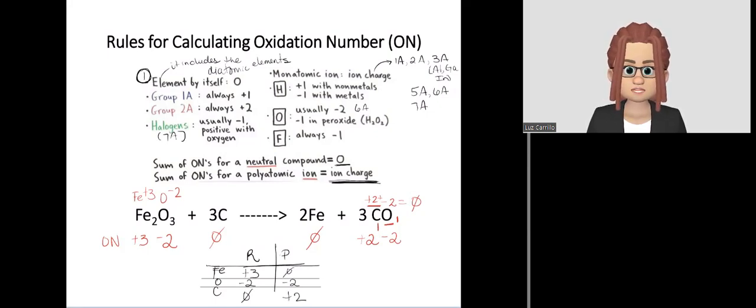So I can observe here what happens overall. If I do a number line where any value to the right of the 0 is positive, any value below 0 is negative, any element whose oxidation number went from positive towards 0 or from 0 into the negatives, that means that it undergoes reduction.